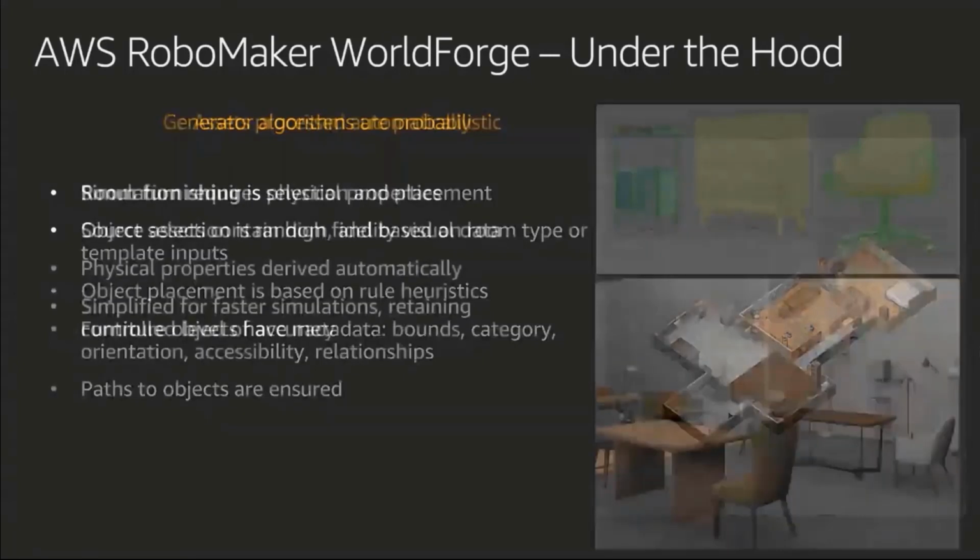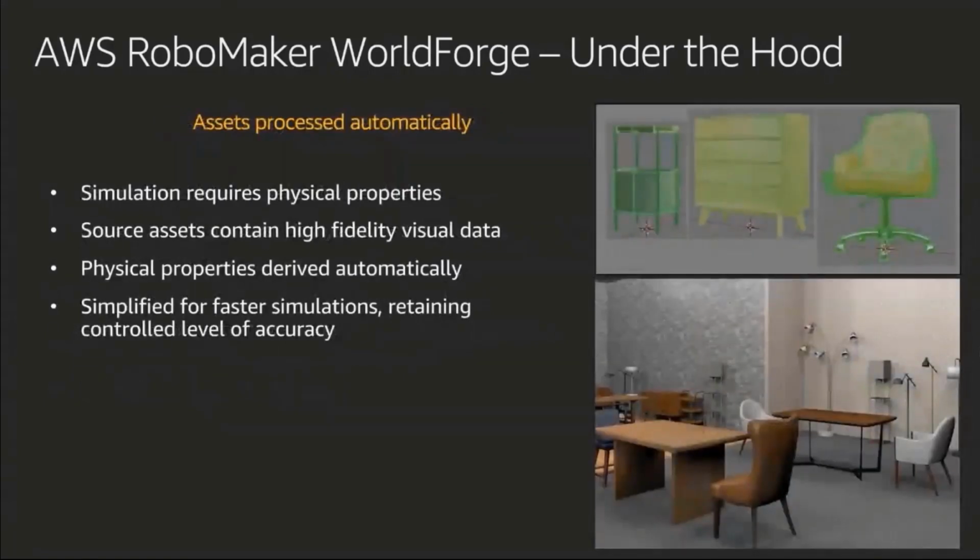You saw in Gazebo, we had assets with an orange mesh. And this is part of our pipeline for processing furniture models. When you're in simulation, you saw that it requires physical properties. The floor has a friction, the furniture objects have a collision mesh. Our source assets contain high fidelity visual data. We need to figure out their physical properties. We derive these automatically.